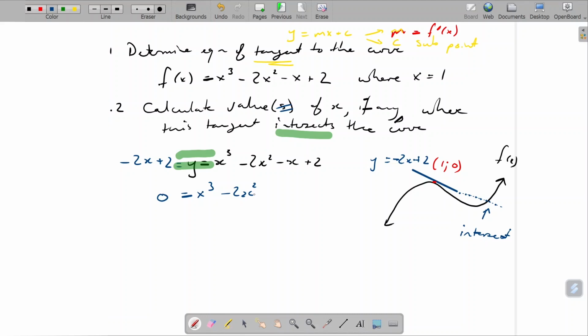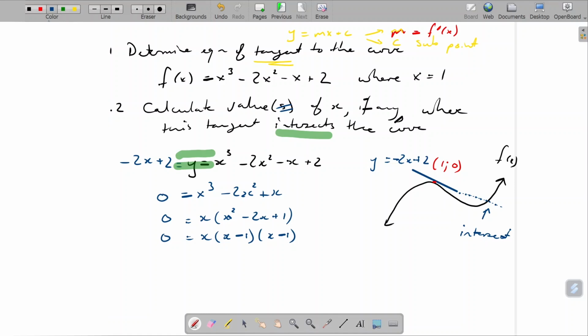Again, hope you haven't made a silly mistake here. Okay, no, I haven't. Okay, plus x, and there's going to be 0 after that. The good news about this particular one is that we've got a common factor of x. So naught equals x times (x squared minus 2x plus 1), and naught equals x times (x minus 1)(x minus 1).